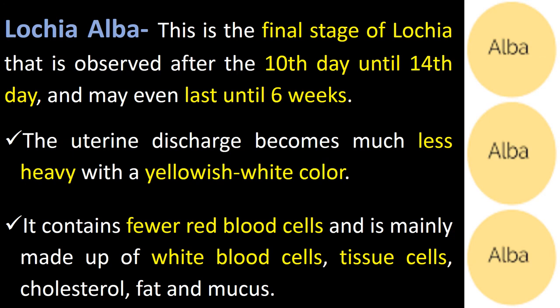It contains fewer red blood cells, I should say, and is mainly made up of white blood cells, tissues, sometimes cholesterol, fats, and even mucus. So what's very important in your lochia alba is that it no longer contains red blood cells. Therefore, the color of the lochial discharge is yellowish and white in color. And when your lochia alba appears, it is already a sign that the uterus is already starting to fully heal.